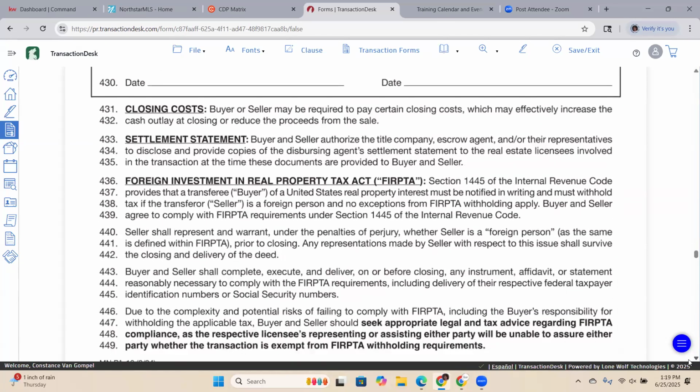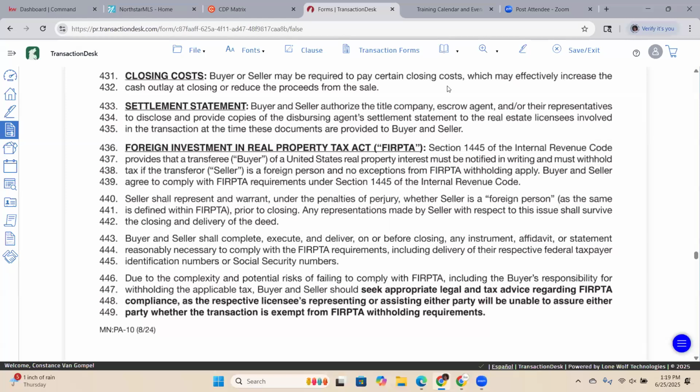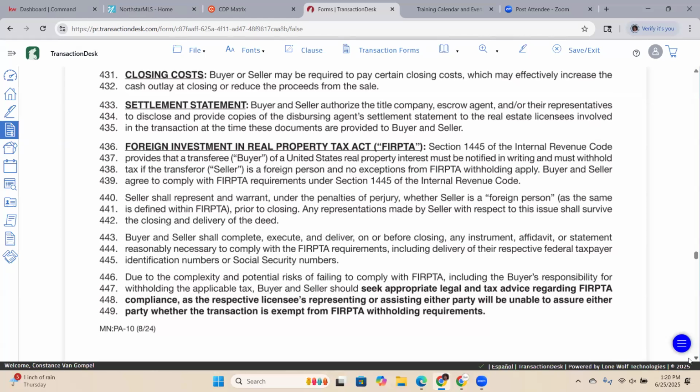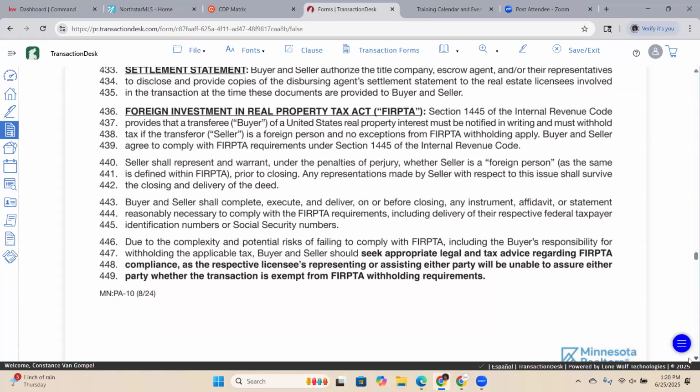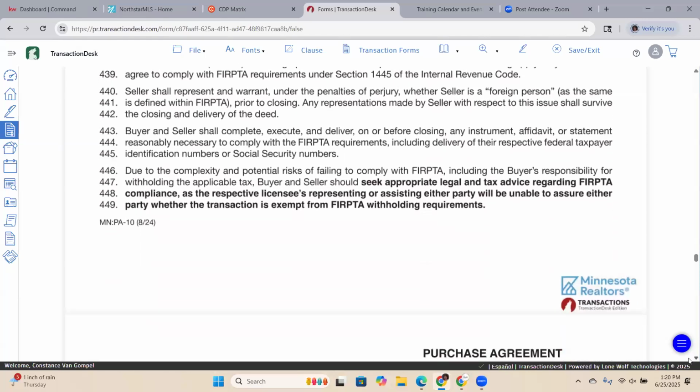Closing costs, buyers, sellers may be required to pay certain ones. Just go through, and that's where you're doing your estimate of proceeds to make sure that your buyer understands it. The settlement statement will actually have everything on it. Once again, the foreign investment, we're not answering it on here, but title will hold out that tax if need be.